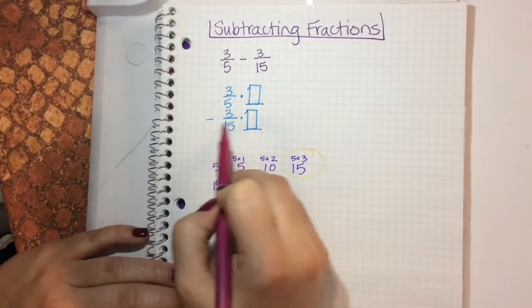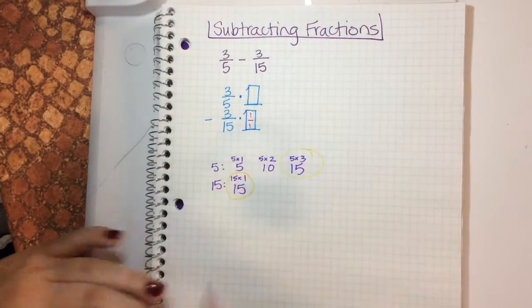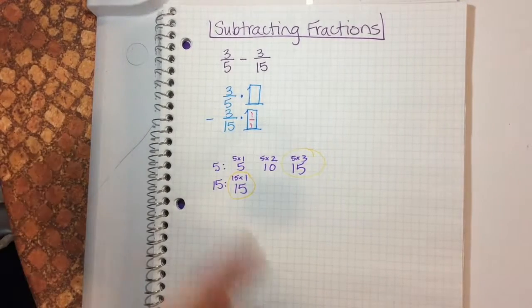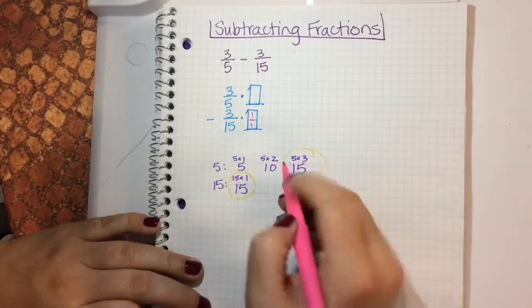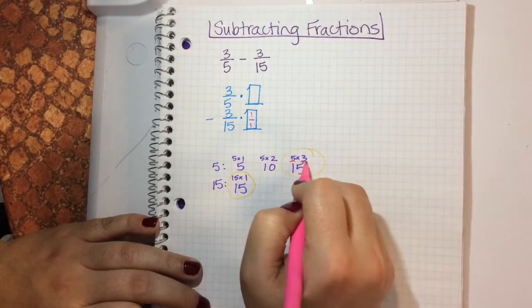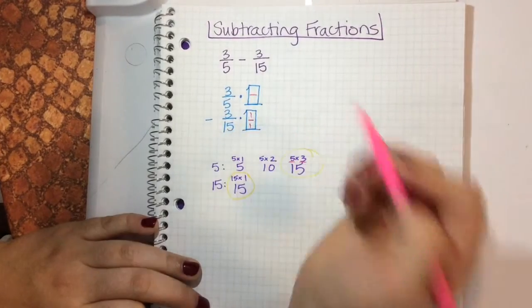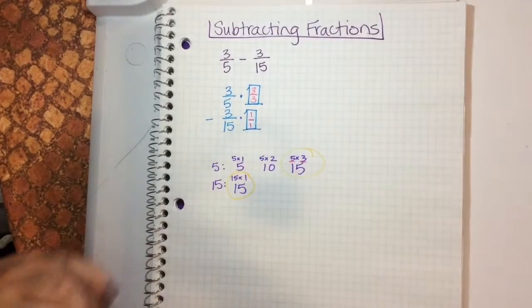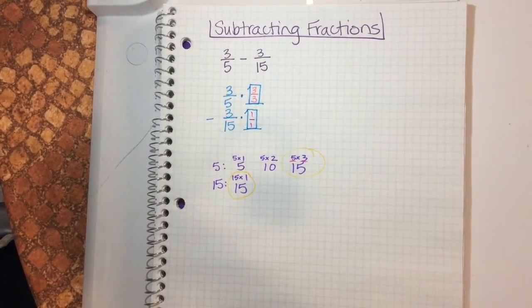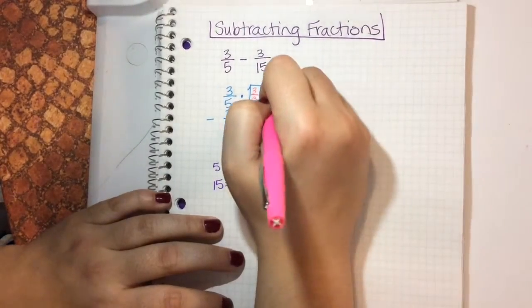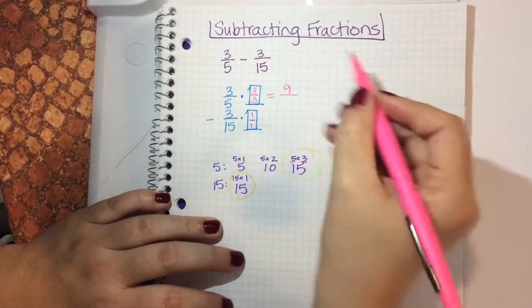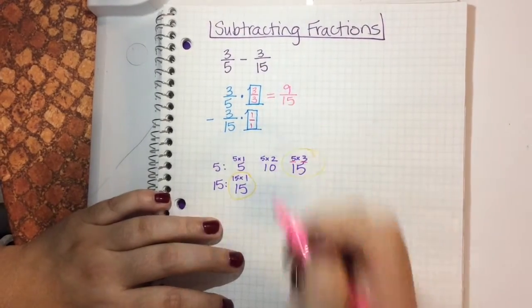So for this fraction that has 15 as the denominator, its appearance is not going to change. It's still just going to be 3 over 15. When I look at the 5 though, I need to do 5 times 3. So I want to rewrite my 1 as 3 over 3 because 3 divided by 3 equals 1. So I'm still just multiplying my fraction by 1. So 3 times 3 gives me 9 over 5 times 3 gives me 15.